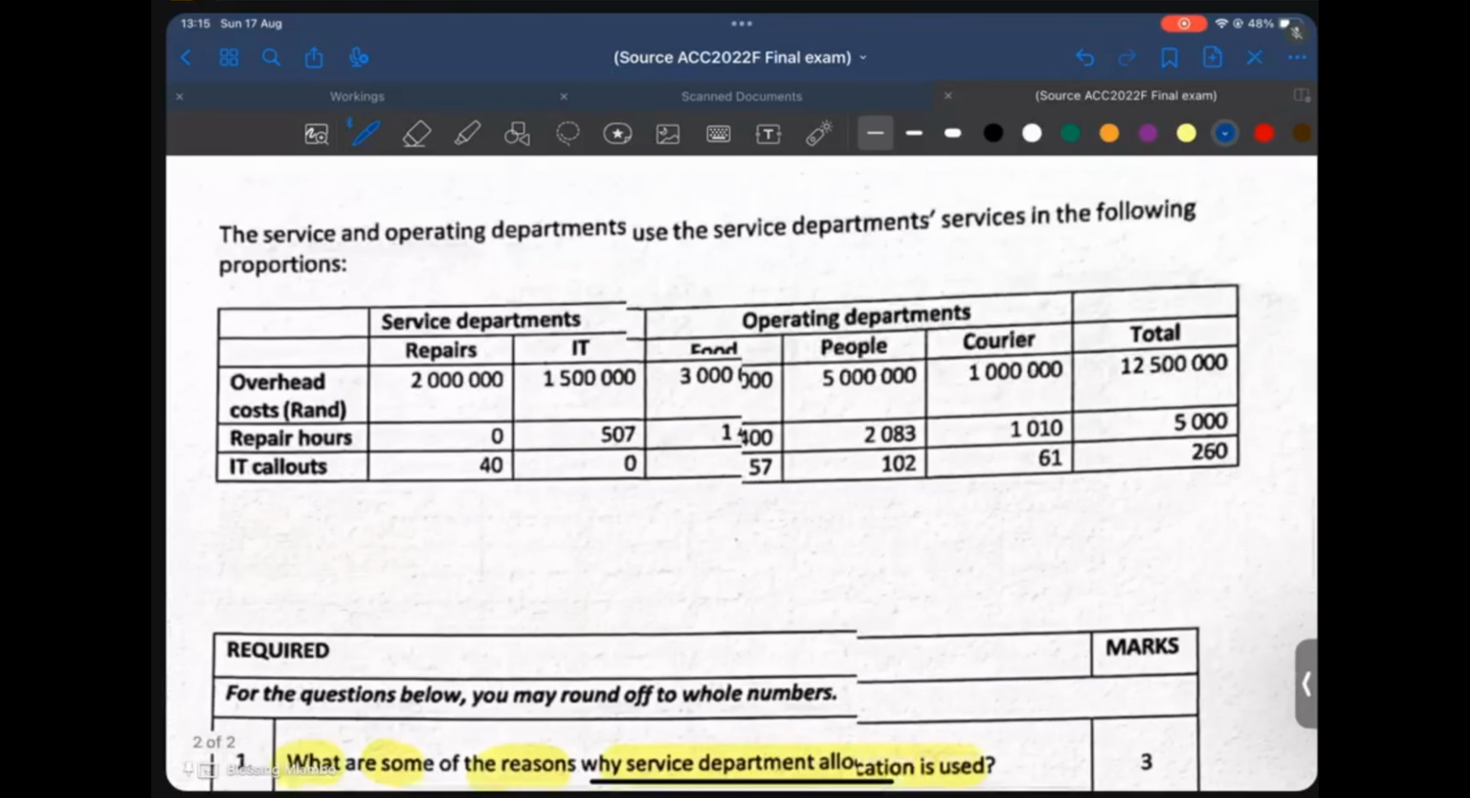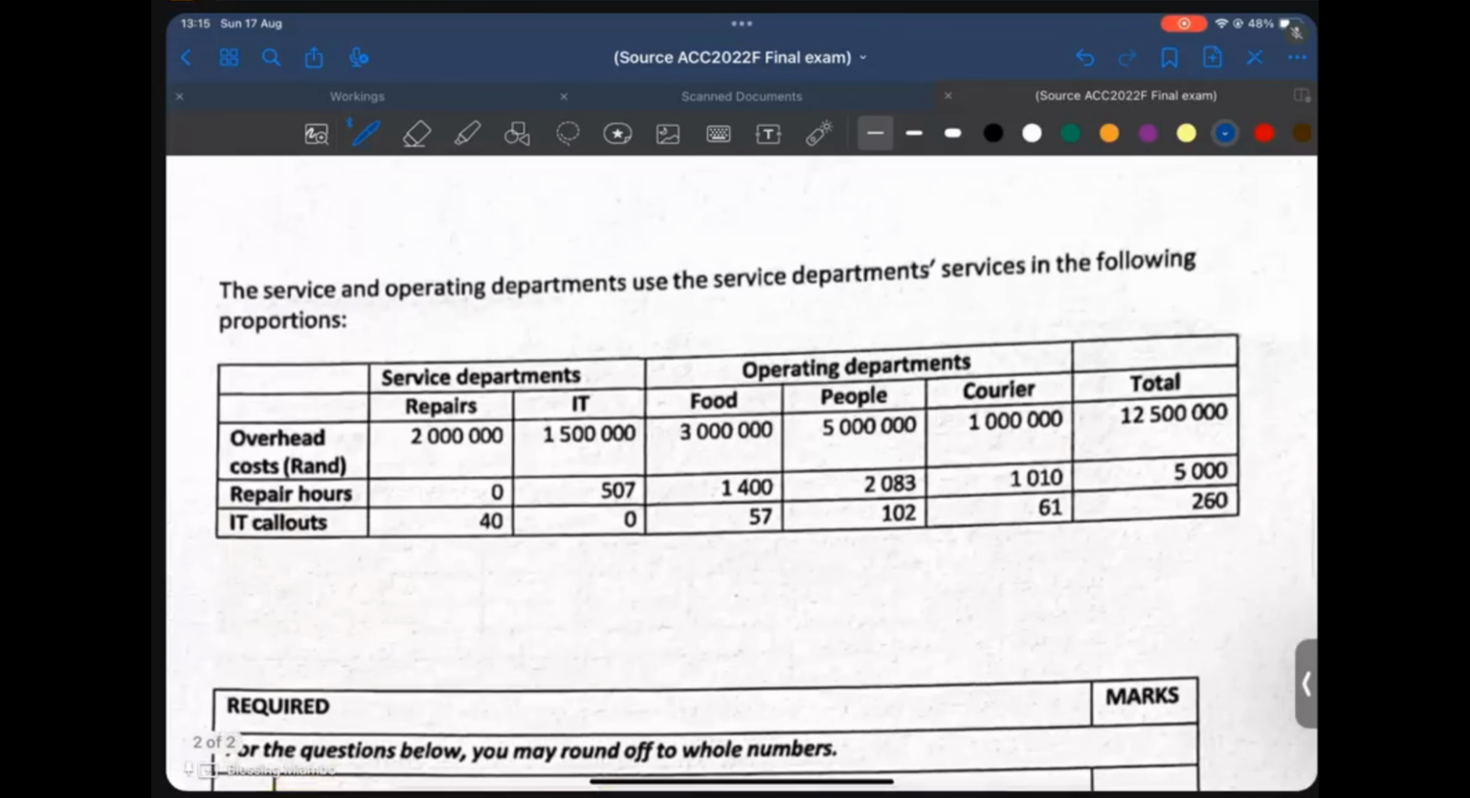Now that we understand at a high level what we're trying to do with service department allocation, basically allocate the cost out of service departments to operating departments, you ask yourself, how do you do that? That's when we have the three methods to do it. We have the direct method, the step method, and the reciprocal method.